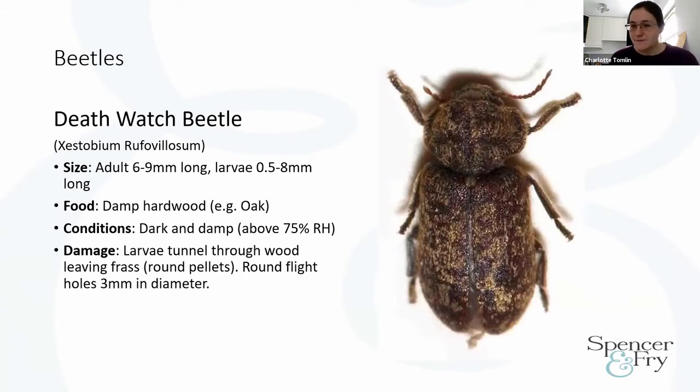So the beetles lay their eggs on the substrate of the material that they eat, so wood, and the larvae tunnel through the wood eating and leaving very distinctive round frass pellets. So frass is the materials they leave behind after they've been attacking and eating the wood. And then once the larva pupates, the adult beetle emerges from the wood to mate, and they leave round 3 millimeter flight holes, which I'll show you a picture of in a minute.